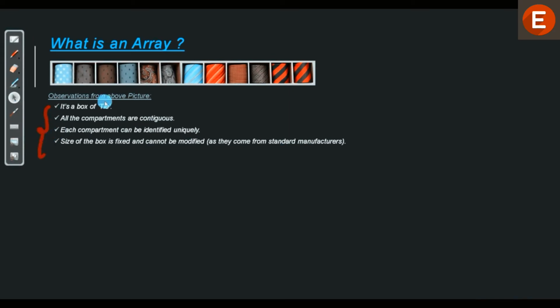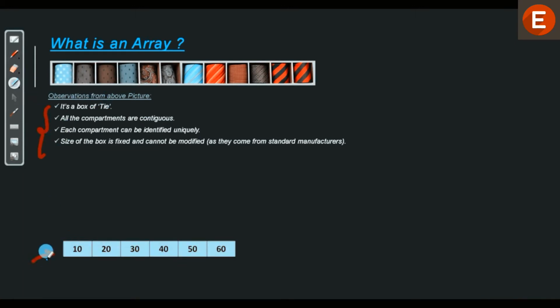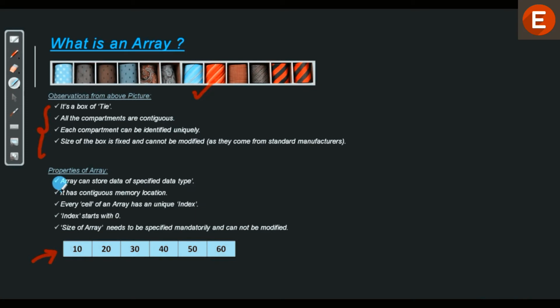Now if we compare this with the array data structure, it is very similar. A typical array data structure looks like this. Here we have 6 compartments or cells in this array. If we see the properties of this array, it is very similar to this box. Let's see how. The first property is that the array can store data of a specified data type. What do we mean by data type? It can be integer, long, double or any of them.